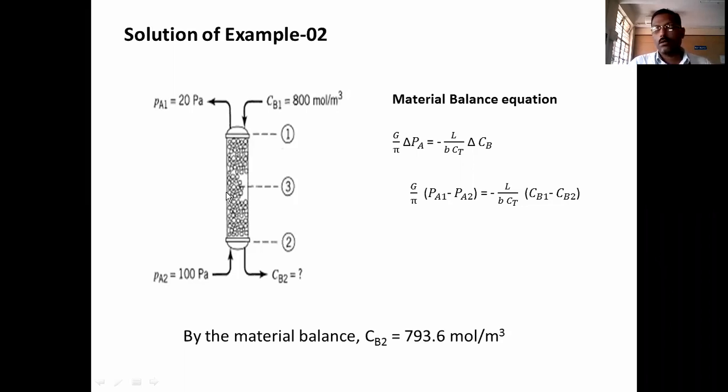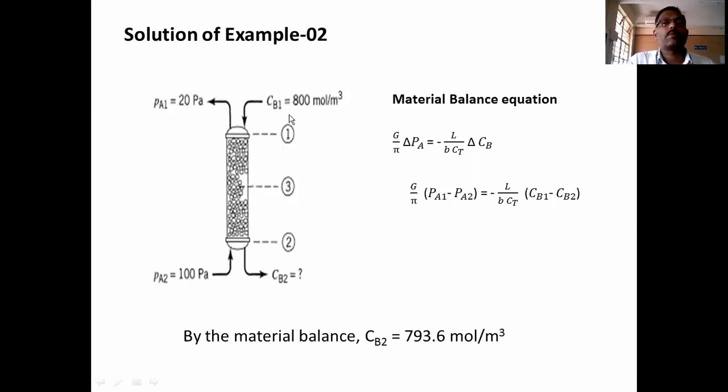20% means 20%. 20 divided by 100 into 10 raised to 5, the total pressure. We want to remove, so the input is 100 Pascal. What is remaining? 20%. 20% of this 100 Pascal means 20 Pascal will be there. So the output PA1 is 20 Pascal.